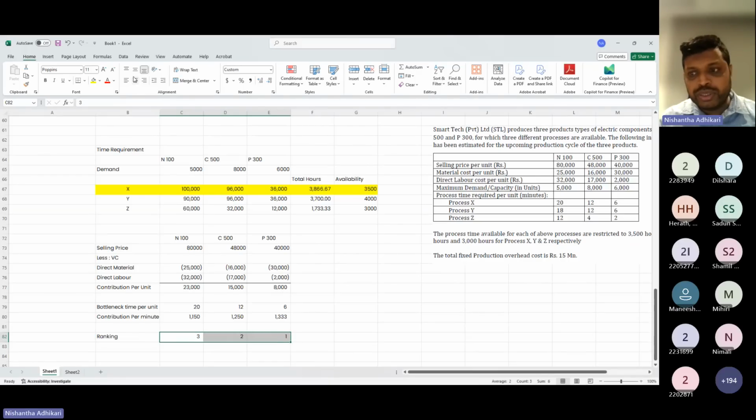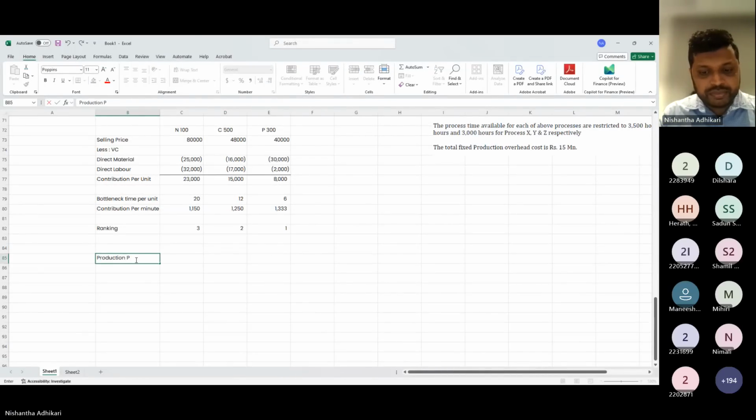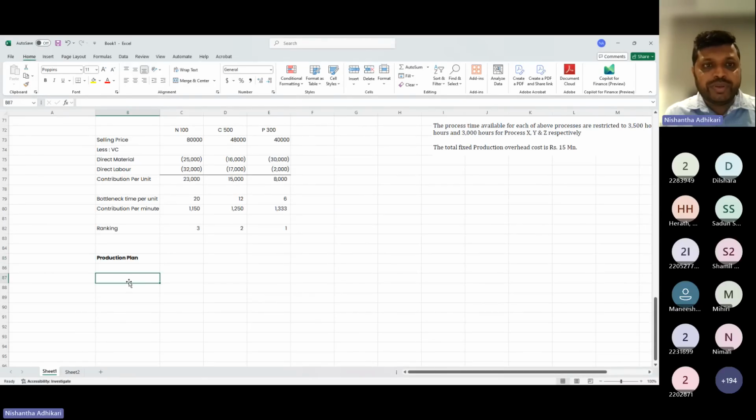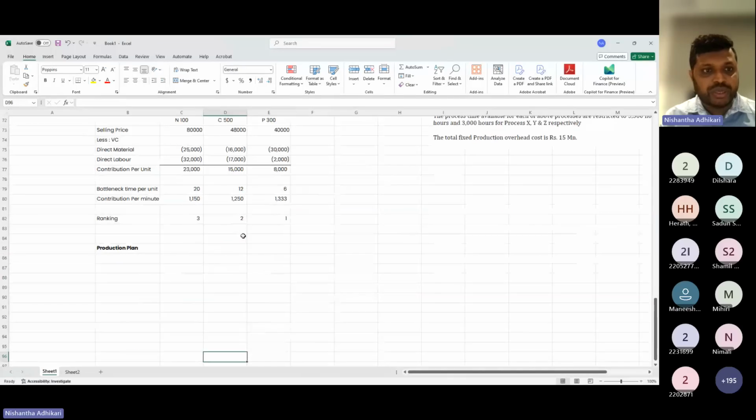Thereafter, you have to decide on the production plan. Now your limited resource is what? Your limited resource is process X time, machine time. Therefore, the total required is 232,000 minutes. We will see how we are going to work it out.